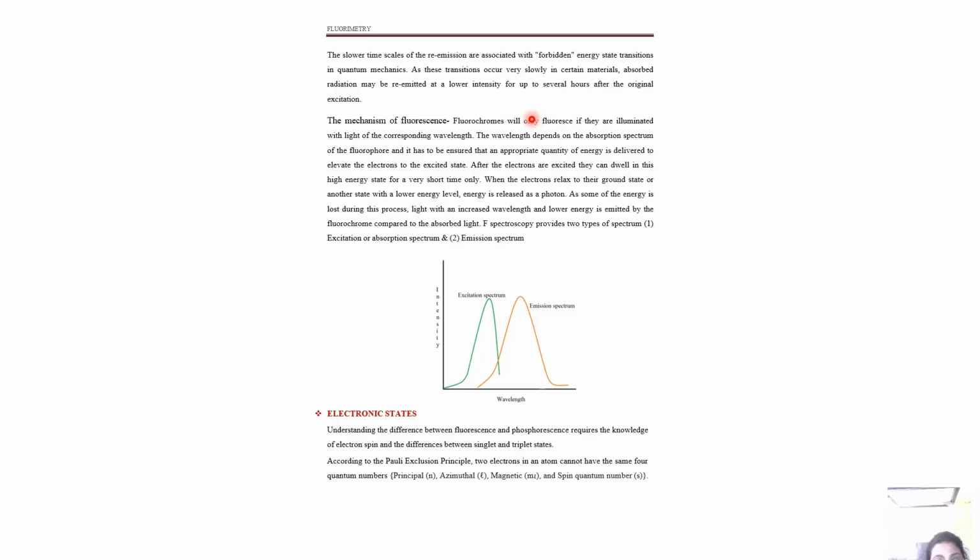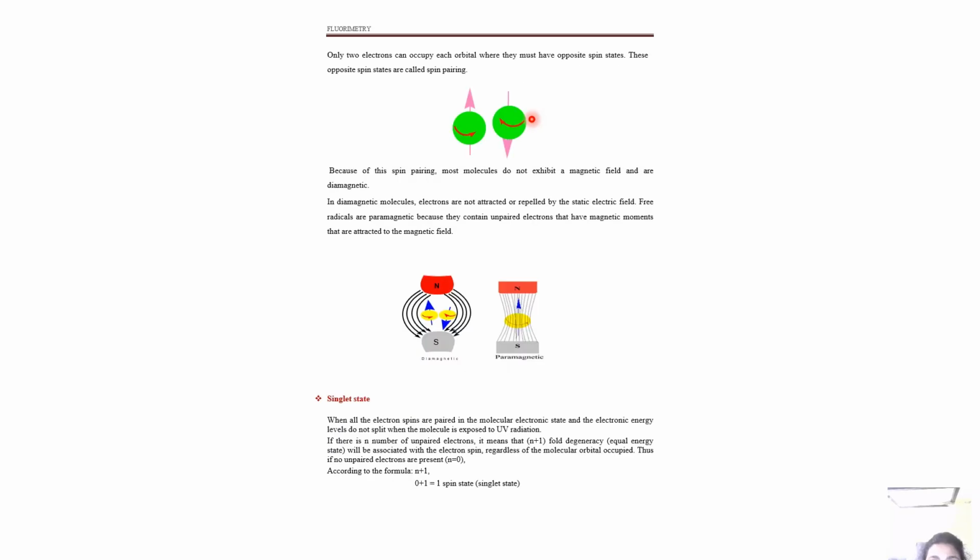Okay. So spectroscopy provides two types of spectrum: excitation or absorption spectrum and emission spectrum. Understanding the difference between fluorescence and phosphorescence requires the knowledge of electron spin and the differences between the singlet and the triplet states. According to the Pauli exclusion principle, two electrons in an atom cannot have the same four quantum numbers. You know that principle: principal, azimuthal, magnetic and spin quantum number. So only two electrons can occupy each orbital where they have the opposite spin states. These opposite spin states are called spin pairing.